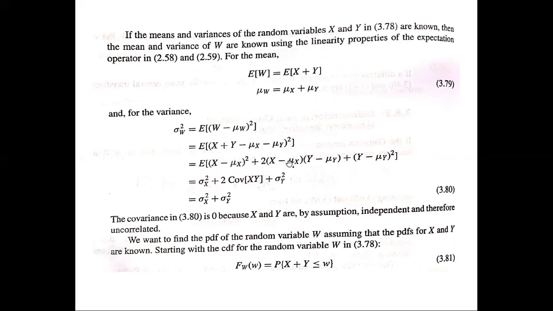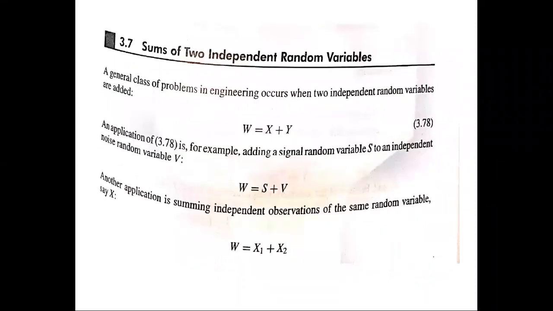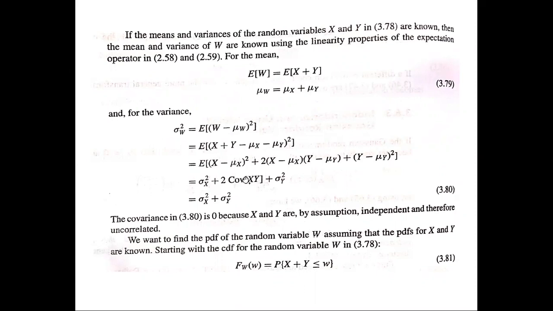And 2 into the expectation of this quantity is nothing but 2 into the covariance, because the expectation of x minus mu x times y minus mu y is the covariance. Similarly, the expectation of y minus mu y whole squared is the variance of y, that is sigma y squared. We have already said that x and y are two independent random variables in our definition itself. We have considered the sum of two independent random variables. Once we say independent, naturally covariance will be equal to 0. When covariance is 0, this term vanishes and we are left with sigma x squared plus sigma y squared.